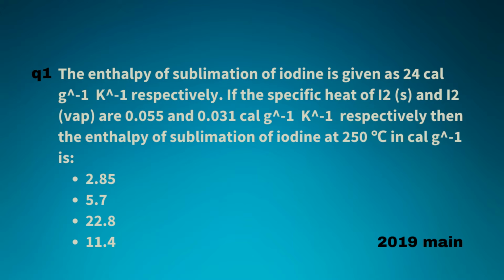The first question is: the enthalpy of sublimation of iodine is 24 calorie per gram at 200 degrees Celsius. If the specific heats of solid iodine and iodine vapor are 0.055 and 0.031 calorie per gram per Kelvin respectively, find the enthalpy of sublimation of iodine at 250 degrees Celsius. Sublimation is the process here, so solid iodine undergoes sublimation to form iodine gas.